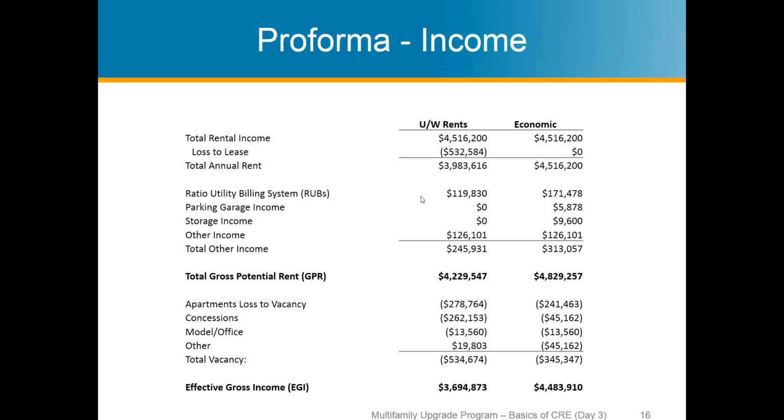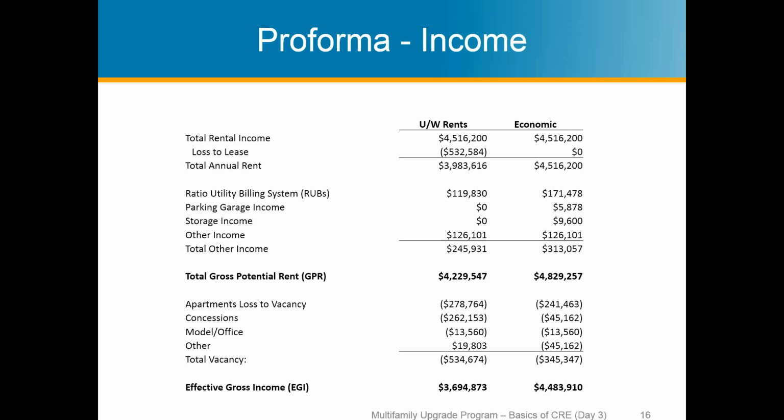And then we looked at all the various other income sources. So, upon further research, we think that we can get some additional garage income, we get some storage income, maybe we can recoup more of the utility expenses. So what we're seeing is that our gross potential rents increased from $4.2 million to about $4.8 million.